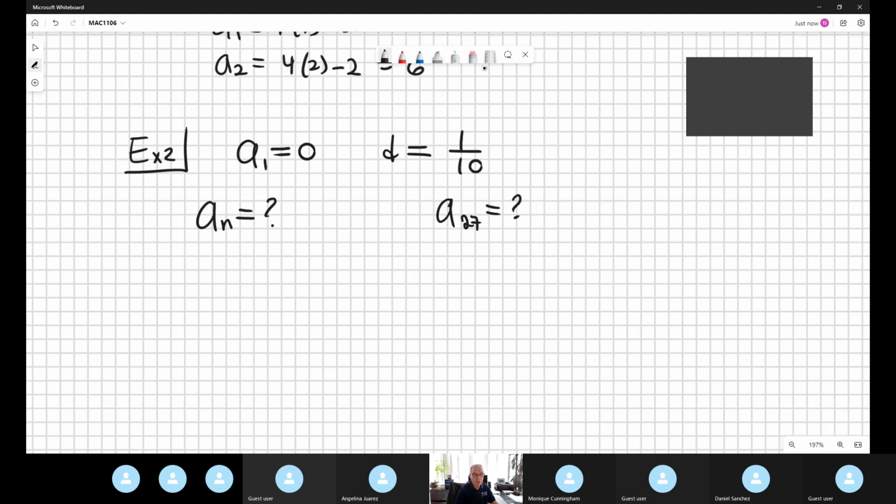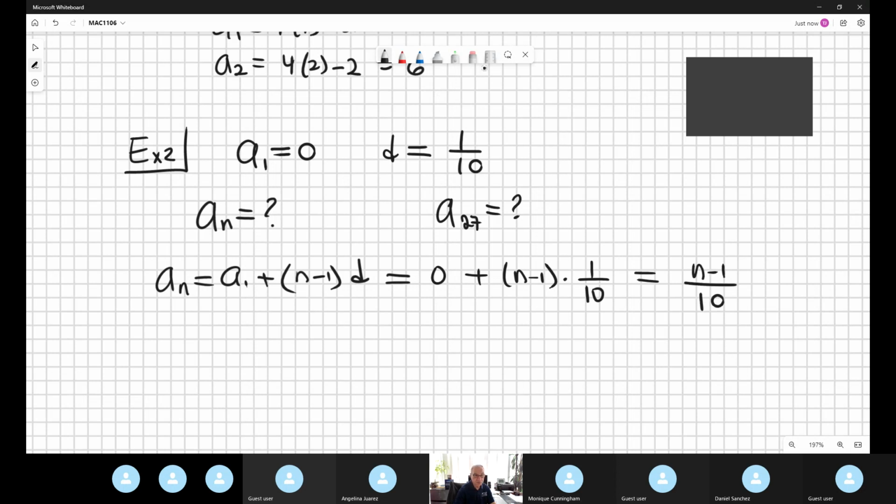Okay, I copy my formula. My formula says that a sub n is equal to a1 plus parentheses n minus 1 times d. This is my general formula. My specific one for this example is a sub n is 0, because a1 is 0, plus parentheses n minus 1 multiplication by 1 over 10, a fraction. So the conclusion is n minus 1 over 10. The a sub n can be any possibility: fraction, decimal, whole number, of course, every possible.